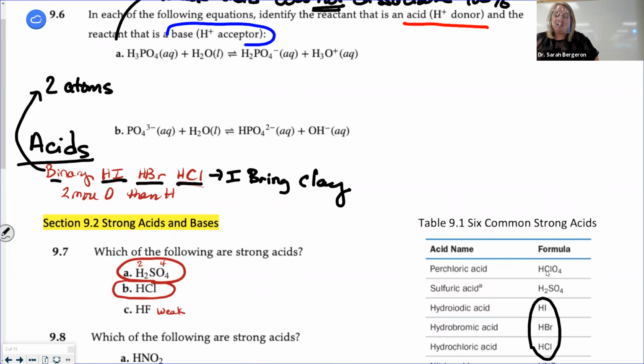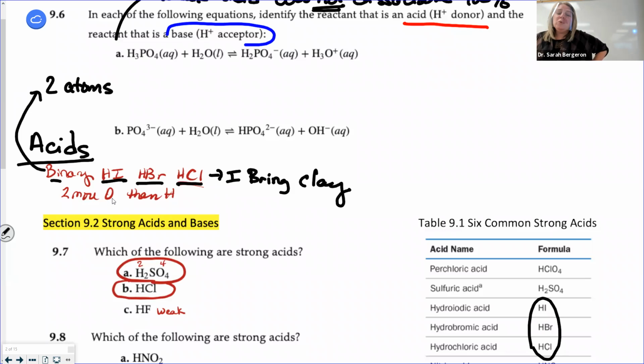Now, there are other acids that have hydrogen, and then what is this an example of? ClO4. Where might I find ClO4 on my best friend? On my polyatomic ion table, right? So anything that is hydrogen attached to a polyatomic ion is called a ternary acid. So it has at least 3 different things in it, right? So here's the rule for those.